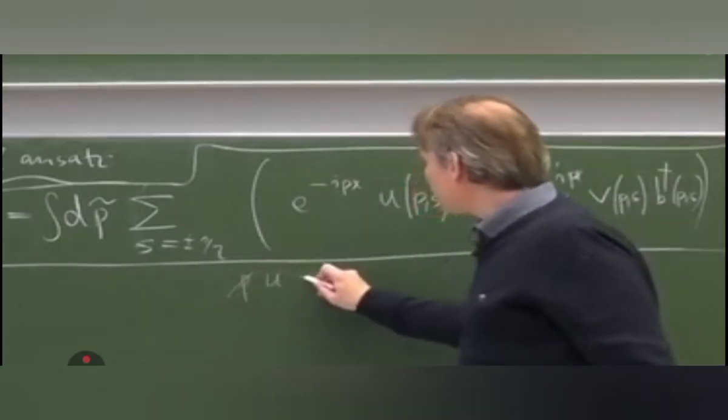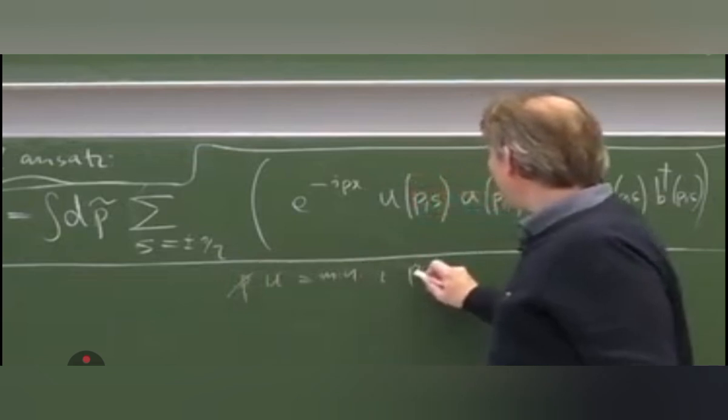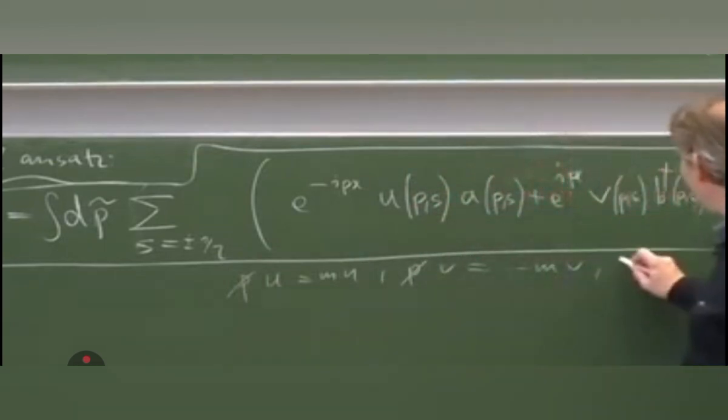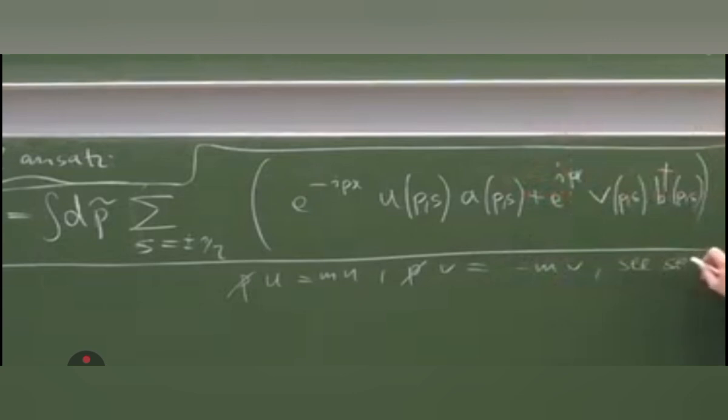T/U equal MQ, T/V equal minus MV, C section, what was it?